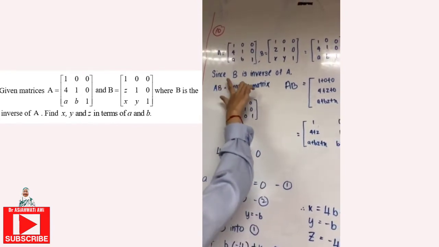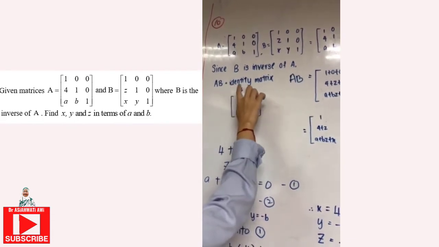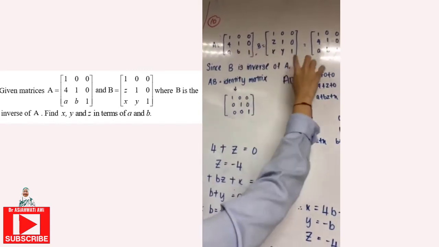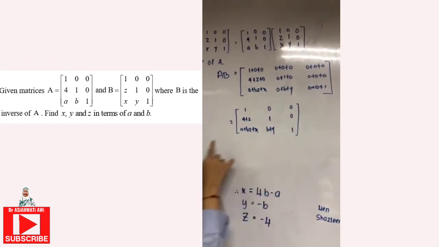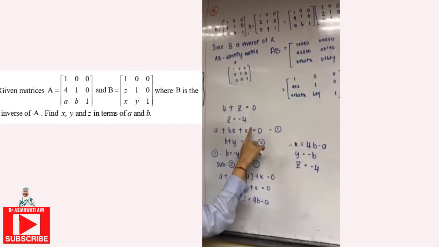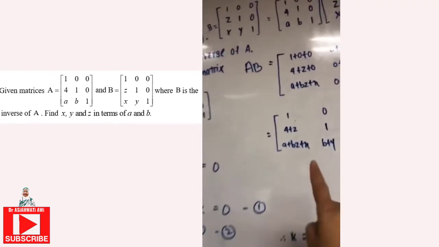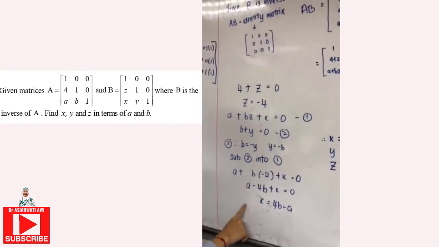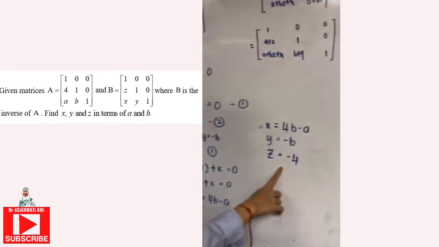This is question 10 of topic 4. The question mentioned B is the inverse of A. So AB will equal the identity matrix, which is this one. So A times B, we get this one. Since all of these entries are 0, we can form this equation. After that we substitute, we get this one. Then we just compare entry by entry, and get the equations. And we solve the simultaneous equations. We get the answer. Okay.